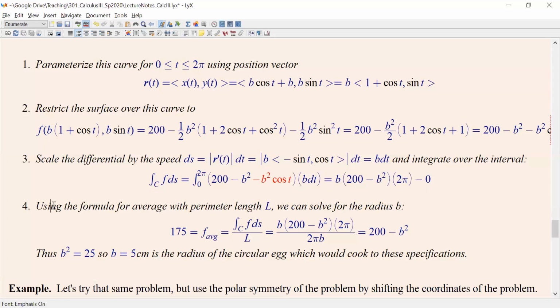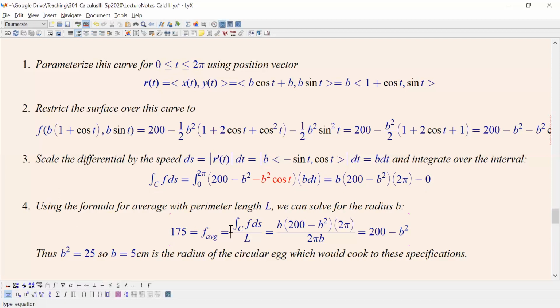And then finally, we found the line integral. Now we want to find the average function value and compare that to 175. So we use the formula. The line integral divided by L, the perimeter length, is going to be equal to 175. Now the perimeter length of a circle of radius b is 2 pi b. And so we take our line integral value, divide by that, and notice how the 2 pi cancels out, the b cancels out, and we get our 200 minus b squared.